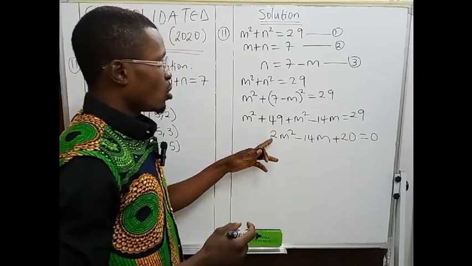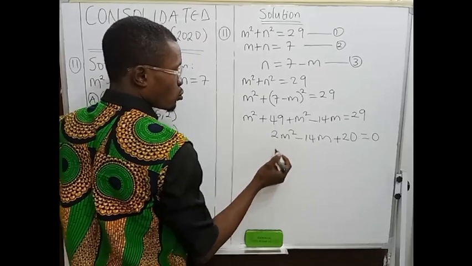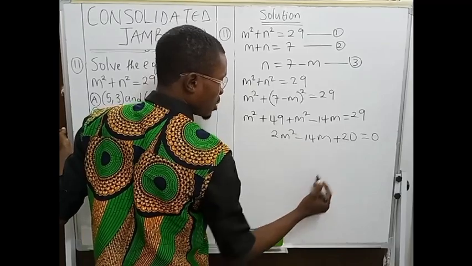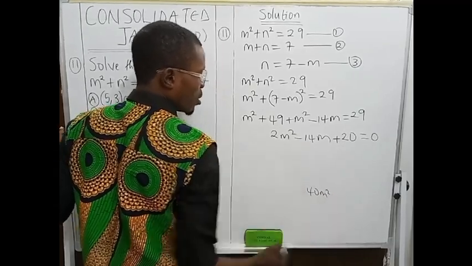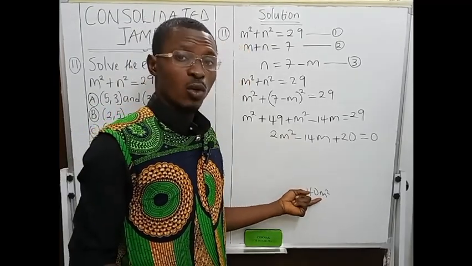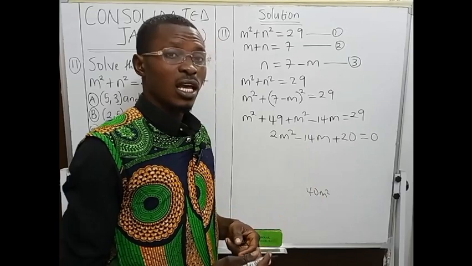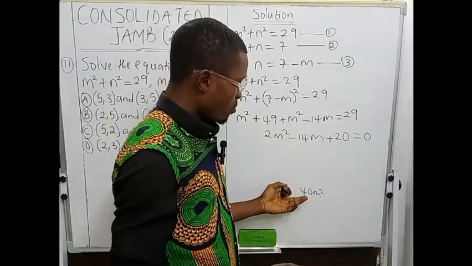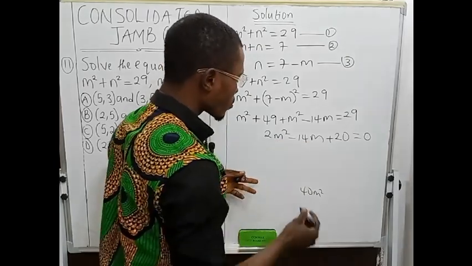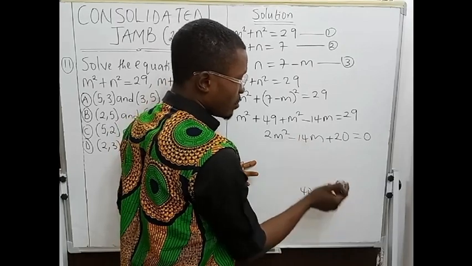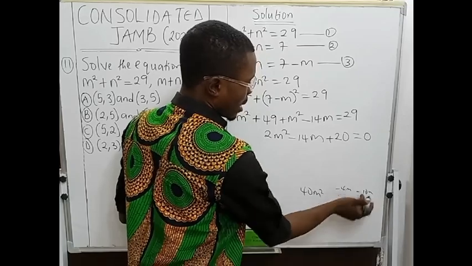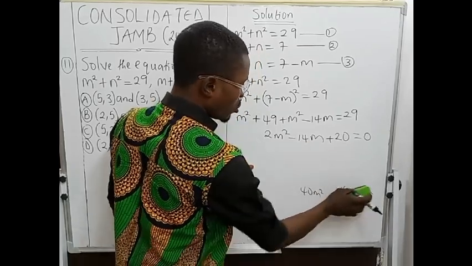Now the leading term here has coefficient of 2, so I multiply with the constant term 20. 2m squared times 20 will give me 40m squared. So now I'm looking for two terms such that when I multiply, it will give me 40m squared, and when I add, it will give me minus 14m. What two terms? Minus 4 and minus 10. We're going to replace this minus 14m with minus 4m and minus 10m. This times this is this, plus is this. So replace the middle term with these two terms.